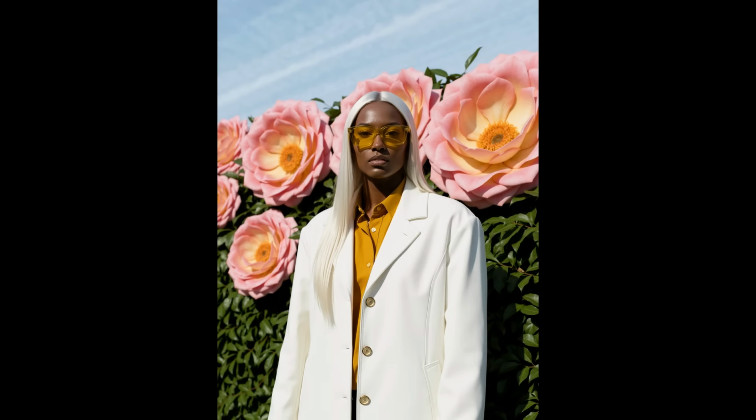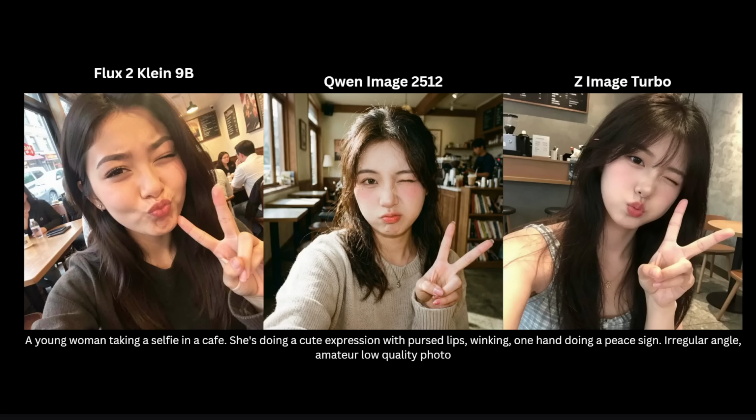So here are some of my tests as well. First of all, I'm going to show you some text-to-image examples. And here I'm using the 9B distilled version, and I'm comparing this with the top open source models out there, Qwen Image 2512 and Z-Image Turbo. The first prompt is testing how good it is at understanding different expressions and hand gestures. So we have a woman taking a selfie in a cafe. She's doing a cute expression with pursed lips, winking, one hand doing a peace sign. It's going to be an irregular angle, amateur, low-quality photo.